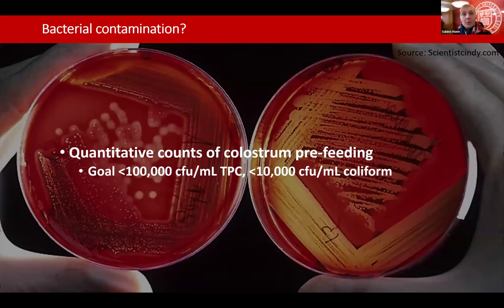So what if you have some bacterial contamination? How much is too much? Our goals in the industry haven't changed over the last years, and we still consider good quality colostrum to have under 100,000 cells on the total plate count and under 10,000 bacteria on the coliform count.